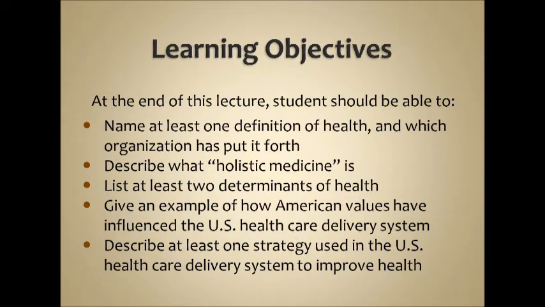Learning objectives. At the end of this lecture, the student should be able to name at least one definition of health and which organization has put it forth, describe what holistic medicine is, list at least 2 determinants of health, give an example of how American values have influenced the U.S. healthcare delivery system, and finally, to be able to describe at least one strategy used in the U.S. healthcare delivery system to improve health.